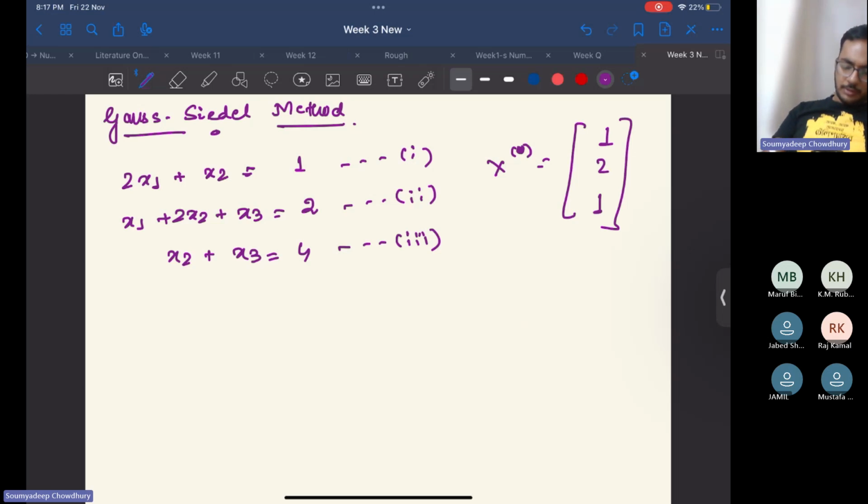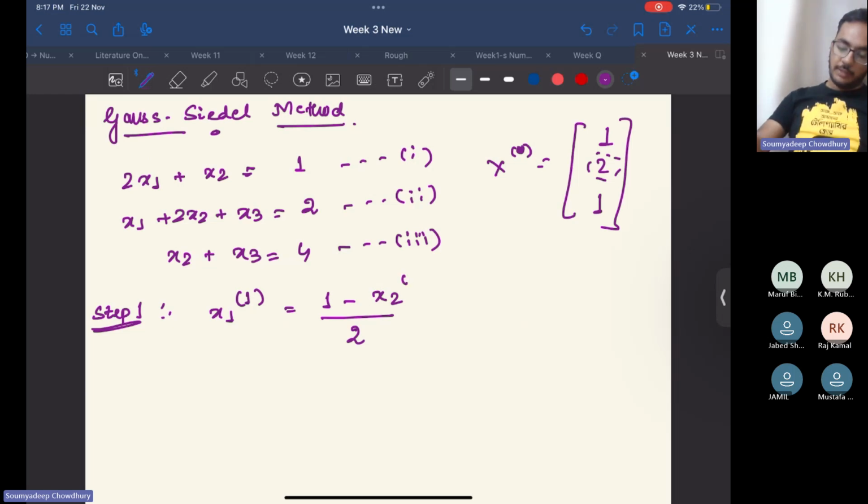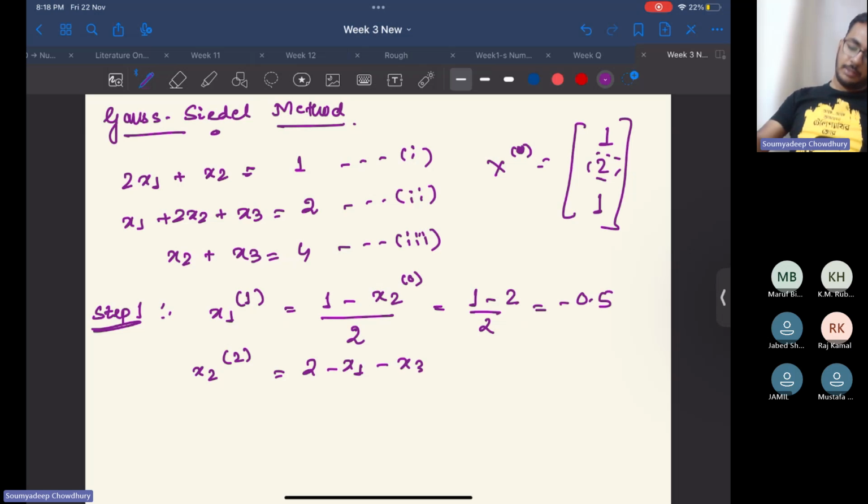So from the first equation, in the first step, we get x1 of 1 equals (1 minus x2) by 2. Now, at the first step, whatever value of x2 we have is from the 0th iteration, that is 2 here. So we'll be using that. It is minus 0.5.